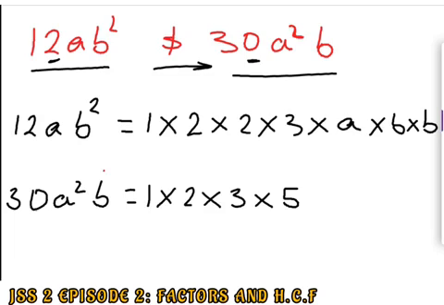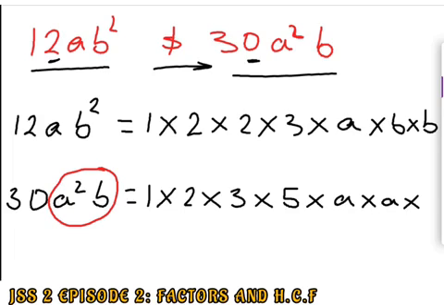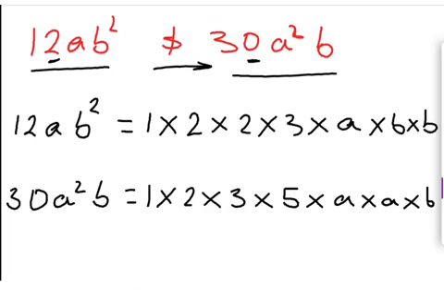Now we'll find the factors of the algebraic part of the term, a squared b. Since a squared simply means a times a, we write that as a factor, and multiply it with b to give us a squared b. So these are the factors of 30a squared b. Now, what is the highest common factor?